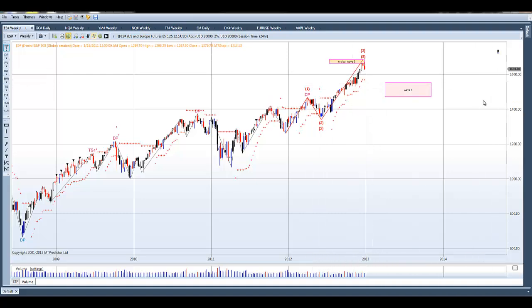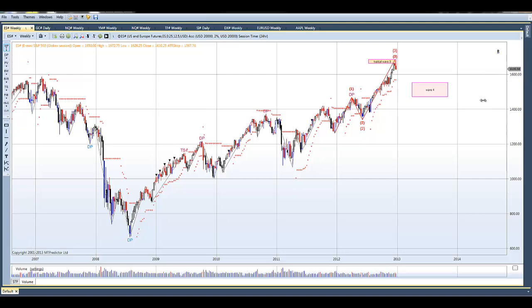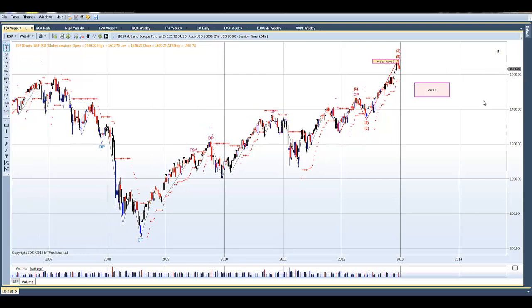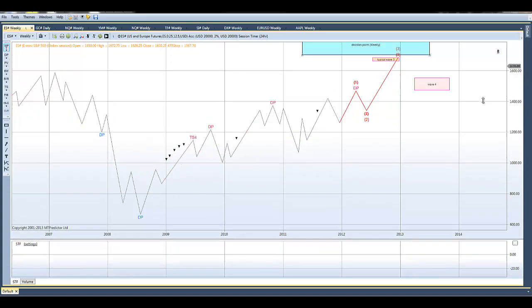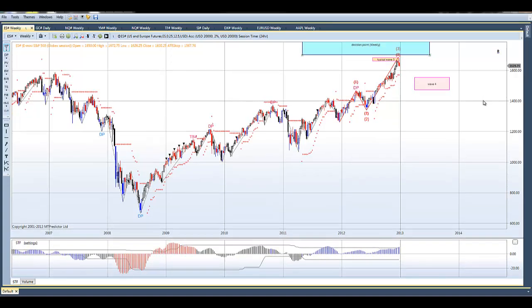Now the other thing to note is, if we go back to the highs back in 2007, we're going to take our decision point tool, because this is going to give us an area of major resistance on the weekly here, and you can see the S&P has come just shy of that. If I check the STF, our strong trend filter here is into the gray band at the top. That's telling us there may be more upside ahead.